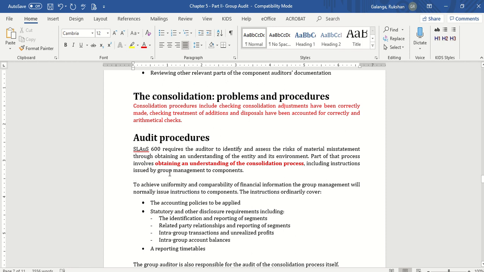You want to look at obtaining an understanding of the consolidation process, including instructions issued by the group management to the components.